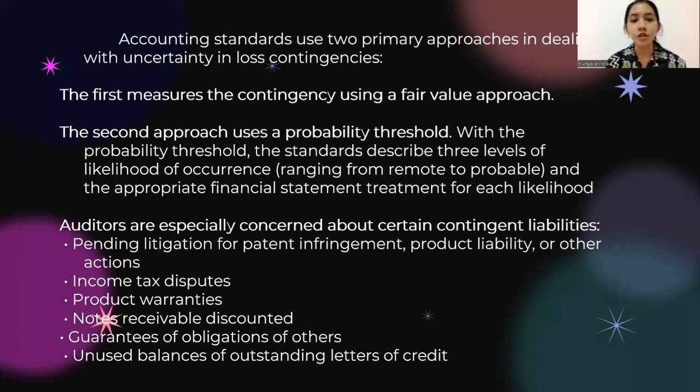Auditors are especially concerned about certain contingent liabilities. The first one is pending litigation for patent infringement, product liability, or other action, and then income tax disputes, and then product warranties, and then notes receivable discounted, and then guarantees of obligations of others, and the last one is unused balances of outstanding letters of credit.